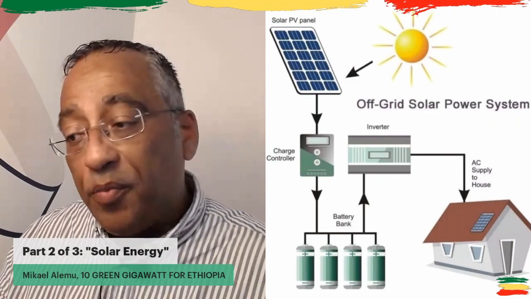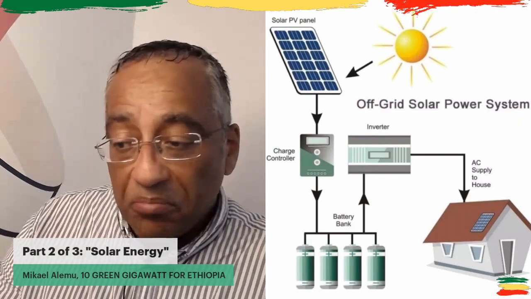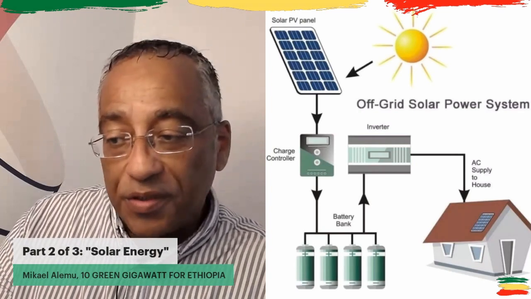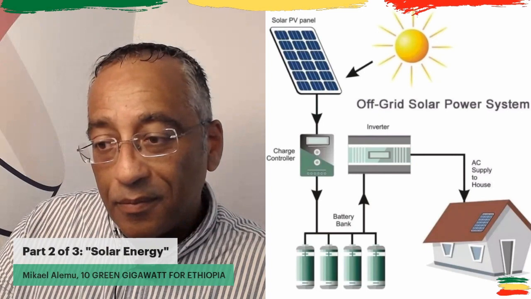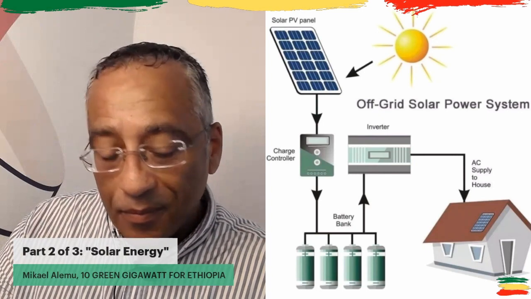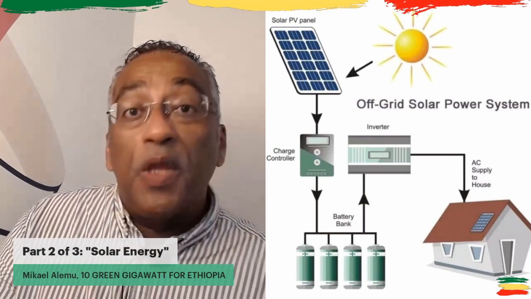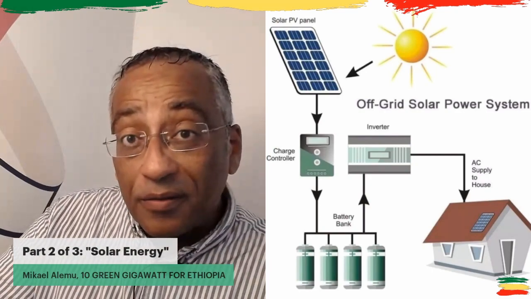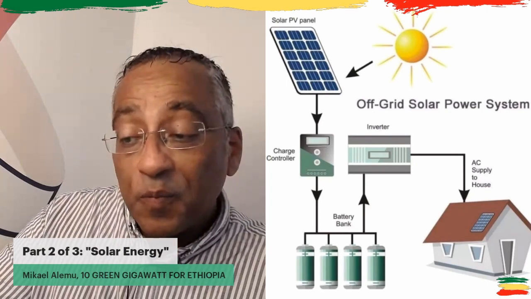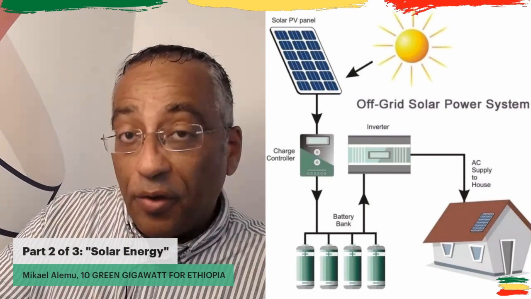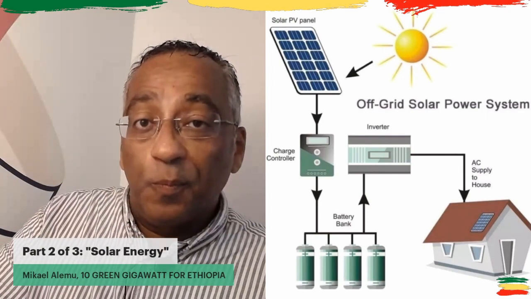Let's look at the picture that shows the complete solar power system. Yeah, we see the solar panel that receives solar light from the sun. It is connected to the controller, then battery, inverter, and then the user.